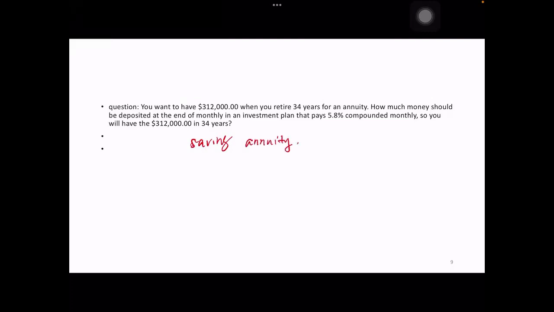The saving annuity formula, we can find it from the book or the notes. That's FV equals, fraction line, payment times outer parentheses, inner parentheses, 1 plus R over K raised to the NK power, minus 1, close outer parentheses, and then divided by R over K.